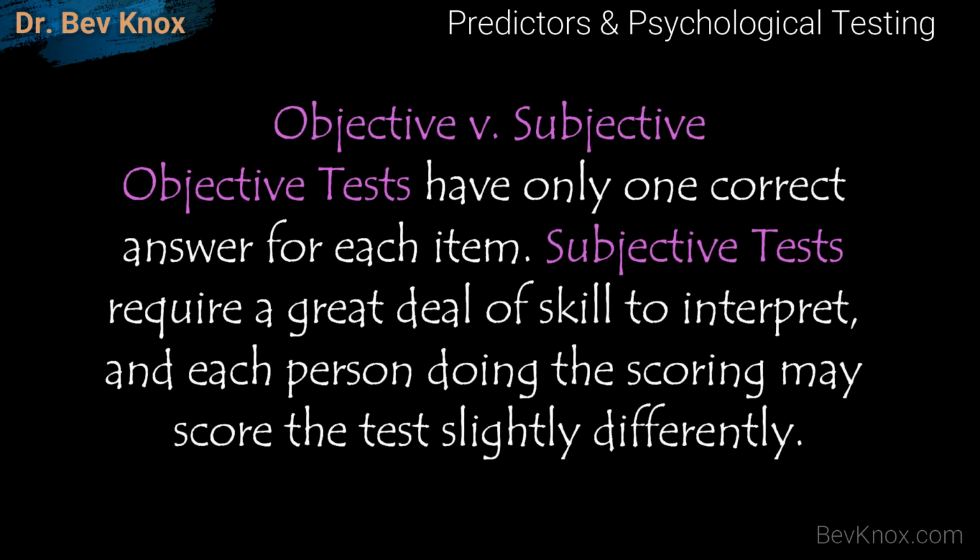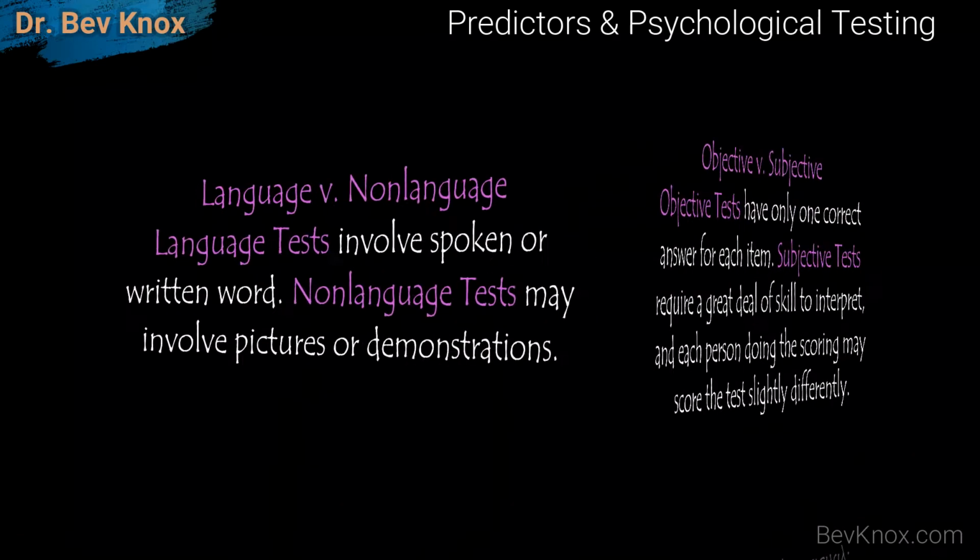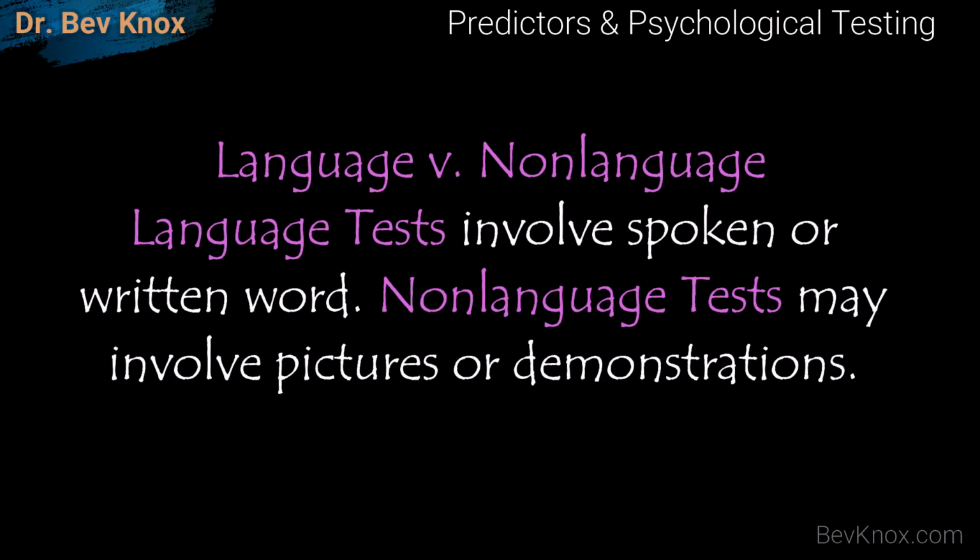Moving on to objective versus subjective. Objective tests have only one correct answer for each item and often can be scored by a machine. The multiple choice tests given in many college classes are often objective tests. Subjective tests require a great deal of skill to interpret, and each person doing the scoring may score the test slightly differently. Moving on to language versus non-language.